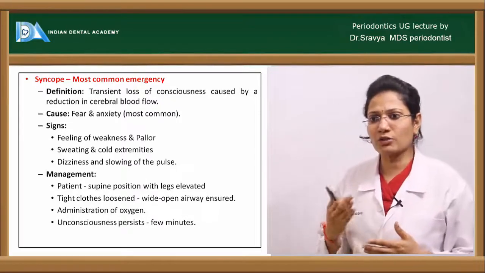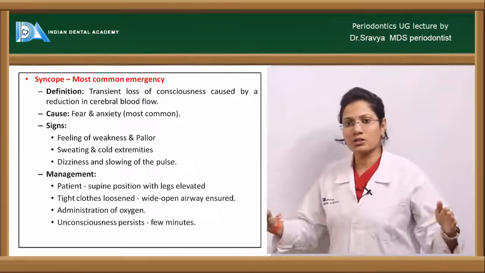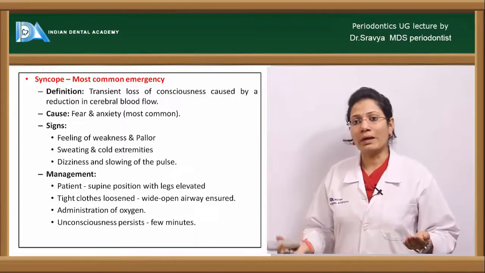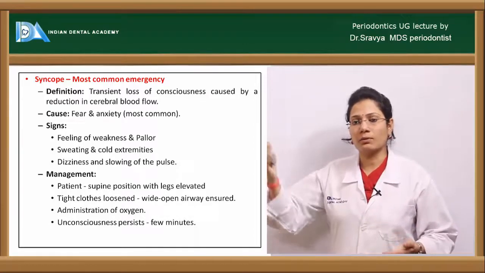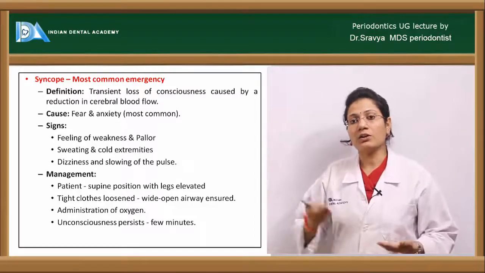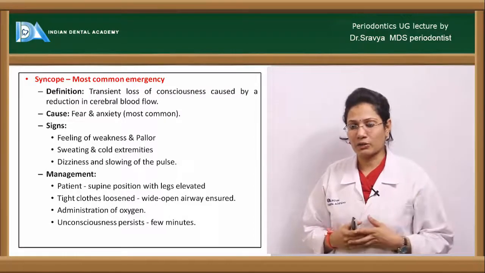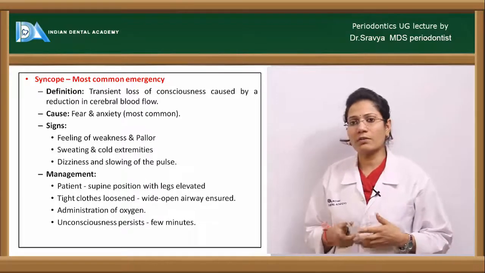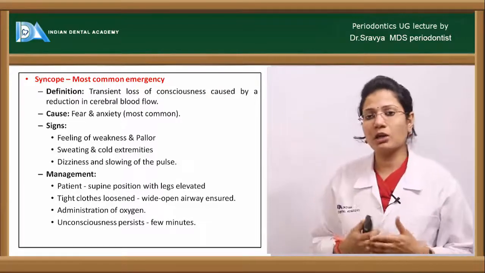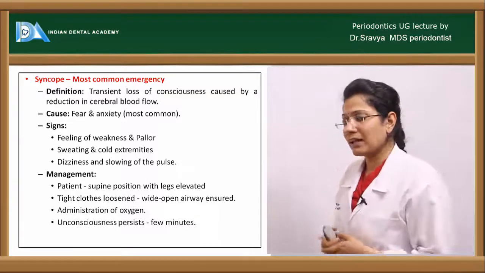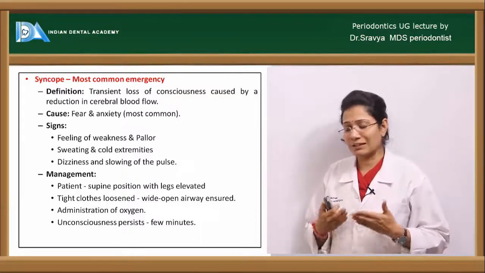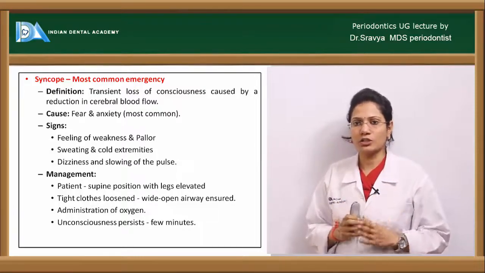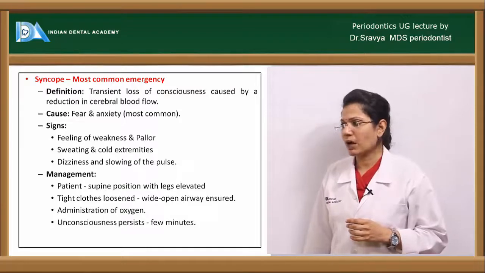How do you manage the patients who are going into syncope? First thing, lower the chair completely. Make the patient lie in a supine position and make sure that the legs are raised much above the head. This will help in the return flow of blood back to the brain, and that will reduce the loss of consciousness. Then you loosen the tight clothes, make sure that the airway is clear, and administer oxygen if needed. This unconscious state would be just for a very small period of time, hardly a few minutes.